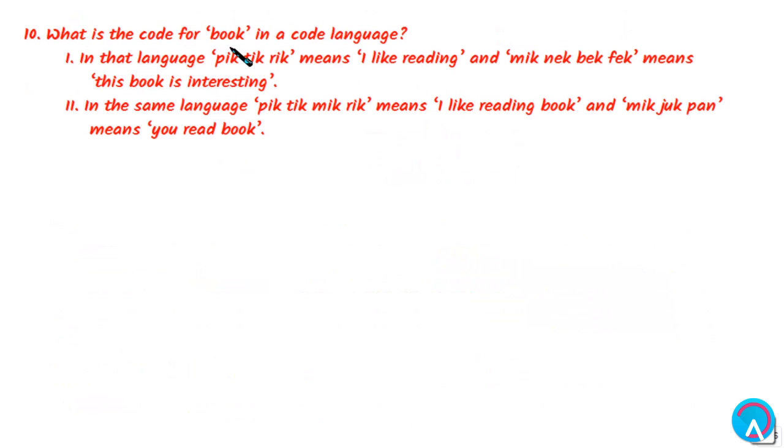Let's do question number 10. According to question number 10, what is the code for book in a code language? And statement 1 says, in that language, pick tick rick means I like reading and mick neck beck feck means this book is interesting. And second is, in the same language, pick tick mick rick means I like reading book and mick juk pan means you read book.